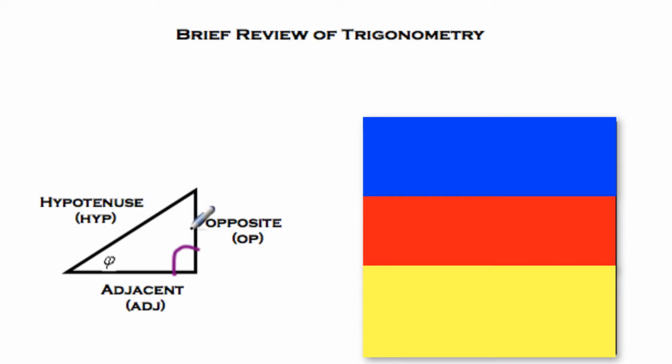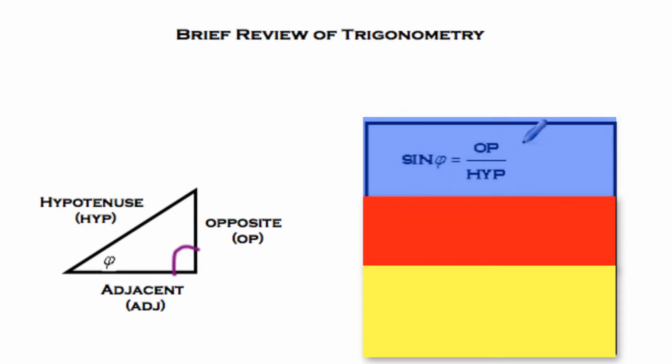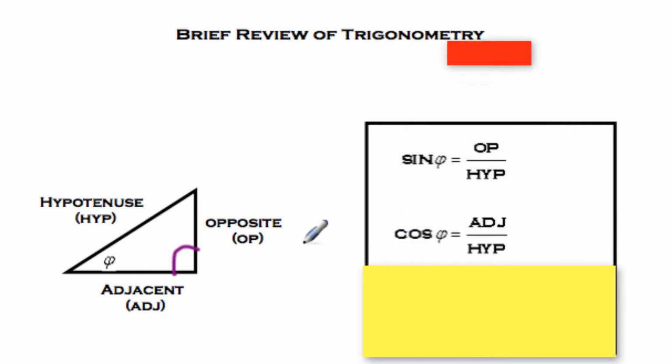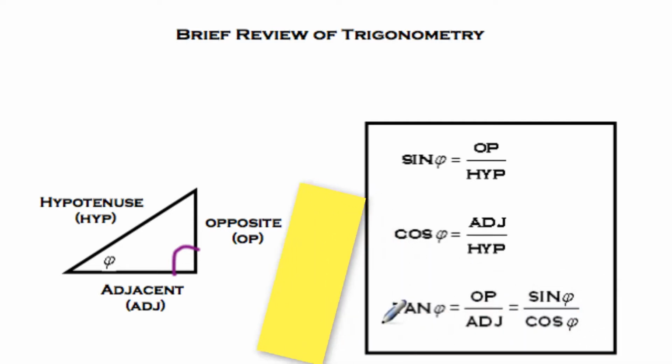So let's take the first ratio, the first definition here, and we're going to take the opposite side and divide by the hypotenuse. So the ratio of the opposite to the hypotenuse is called the sine of the angle. So that's the sine phi will be opposite over hypotenuse. Similarly, if we take the ratio of the adjacent to the hypotenuse, that's the cosine. And if we take the ratio of the opposite to the adjacent, that is the tangent. So the tangent is the opposite over the adjacent.